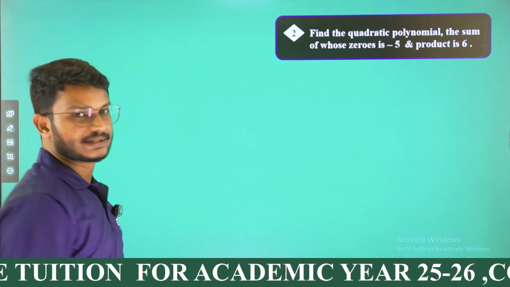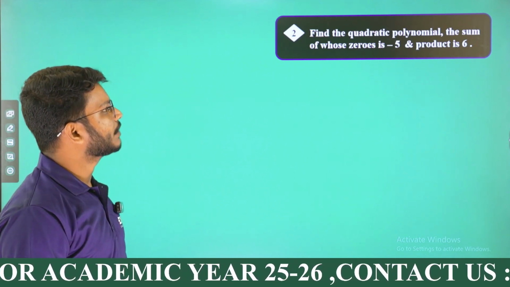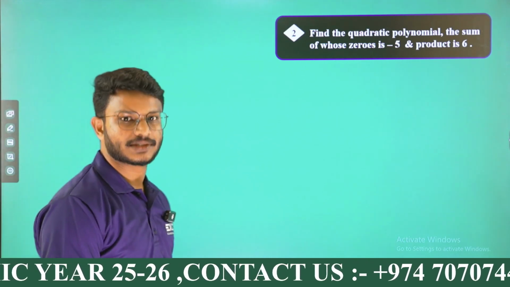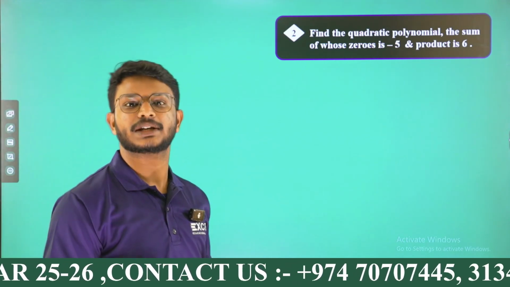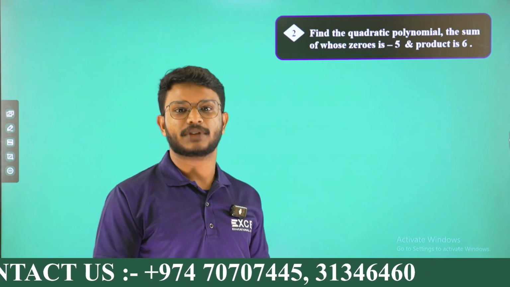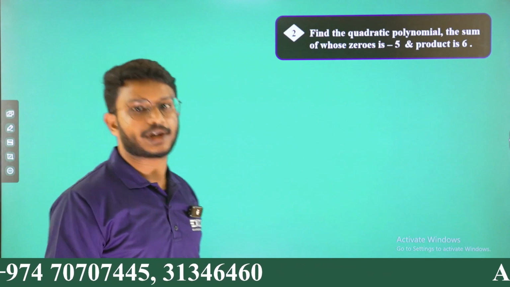This is our next question. Find the quadratic polynomial, the sum of whose zeros is minus 5 and the product is 6. So in this question we have to find a quadratic polynomial. In the previous question the quadratic polynomial is given. We have to find the zeros and we have to verify. Here we have to find a quadratic polynomial, right?